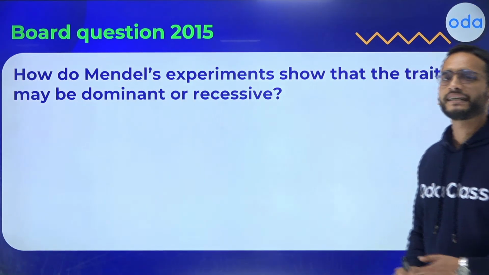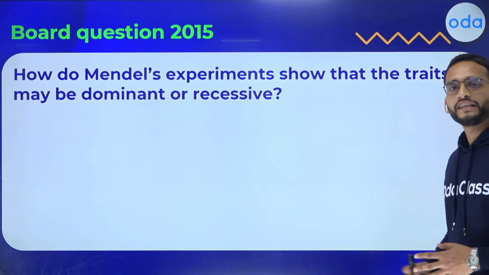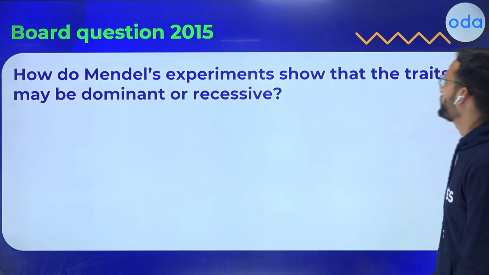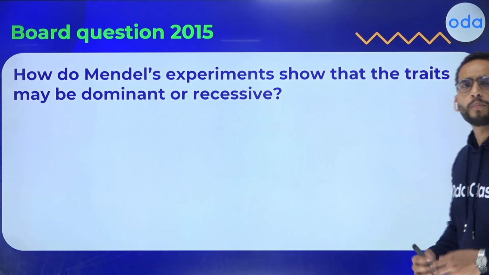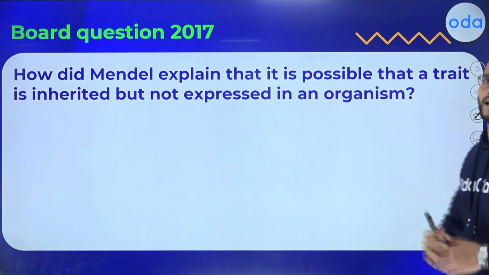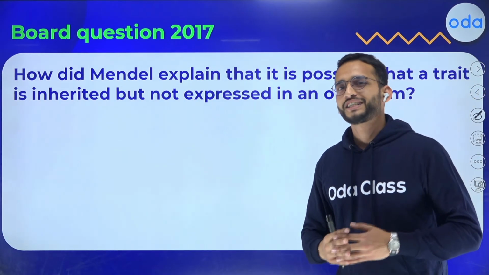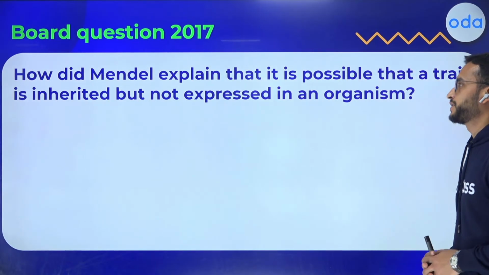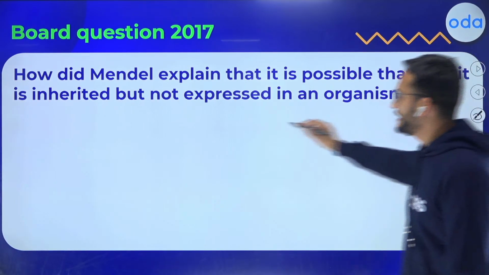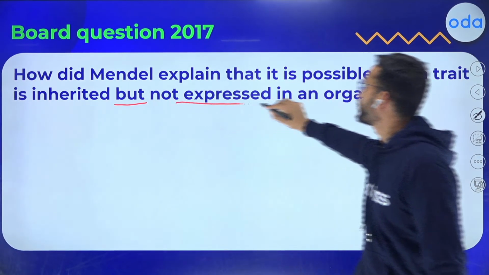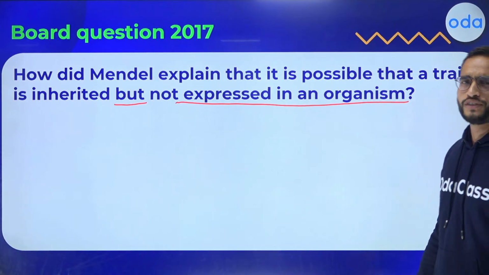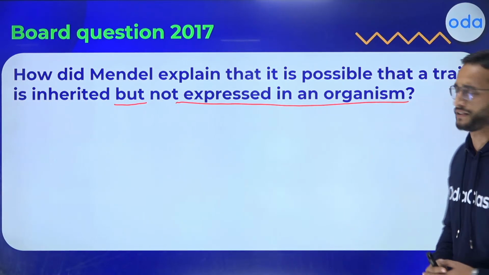This was a question that was asked in the 2015 board examinations. The question is, how does Mendel's experiment show that traits may be dominant or recessive? Another similar question was asked in the 2017 board exams: how did Mendel explain that it is possible that a trait is inherited but is not expressed in an organism? Let us find out the answers to these questions and how you can write them.